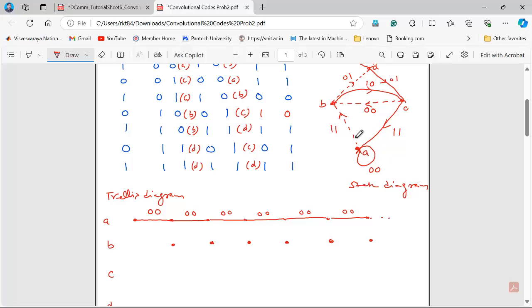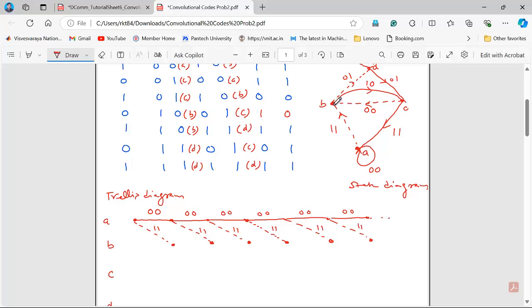When input is 1, in that case you are going to B. So you will draw from A to B, that is represented by a dashed line. At that time what is the output? 1, 1. So you write 1, 1. From each node you will show the output 1, 1, whatever node we have, going to the next node B. So one state is completed.